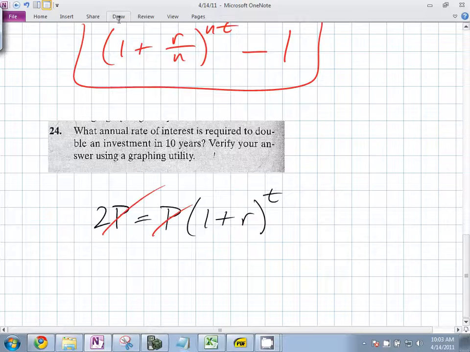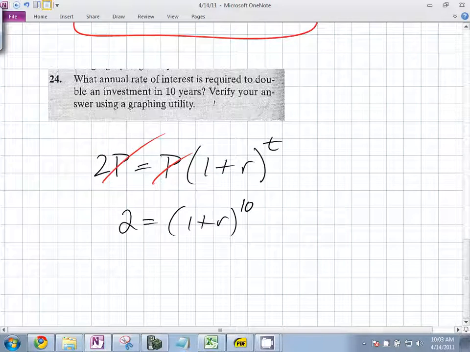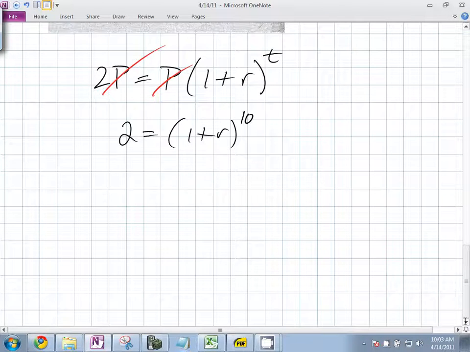What do you end up with now? 2 equals (1 plus r) to the power of t. And how long do you want this to last for? 10 years. So what are you solving for? Solving for r. What kind of equation is that? It's exponential. So what can we convert it to? Log.